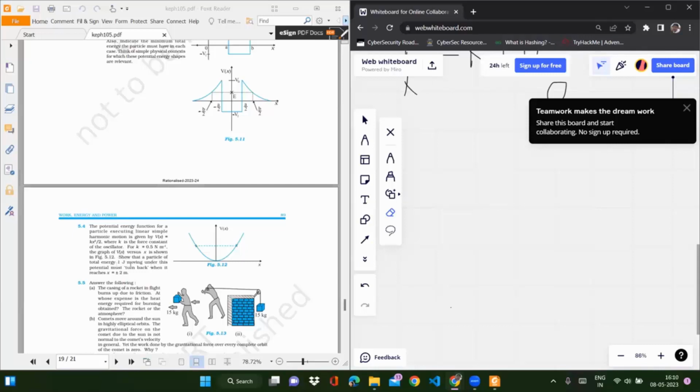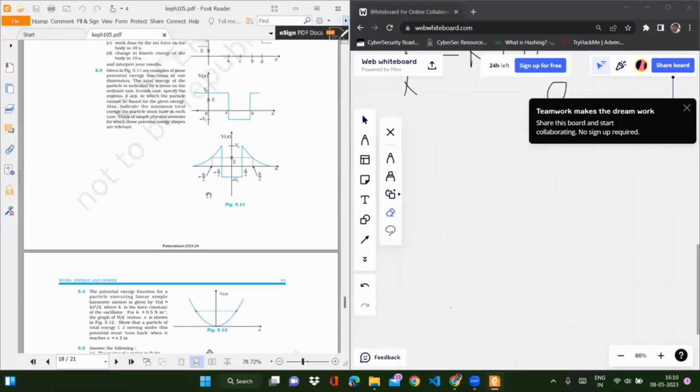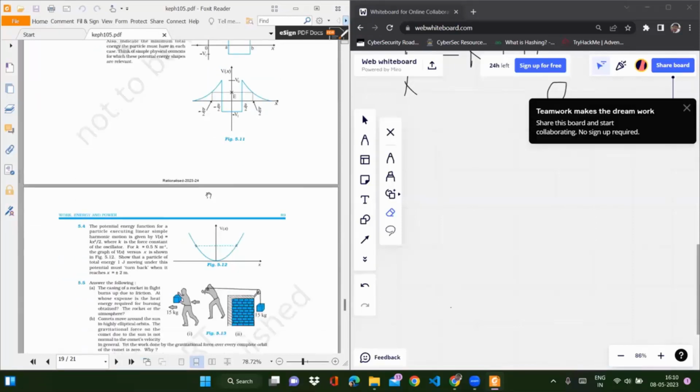Show that the particle of total energy 1 joule, moving under this potential, must turn back when it reaches x equals plus minus 2 meter. So in this case, we have to show that the particle can exist only from x greater than or equal to minus 2 to less than or equal to 2. Again, this is much similar to the question which we saw before, 5.3.